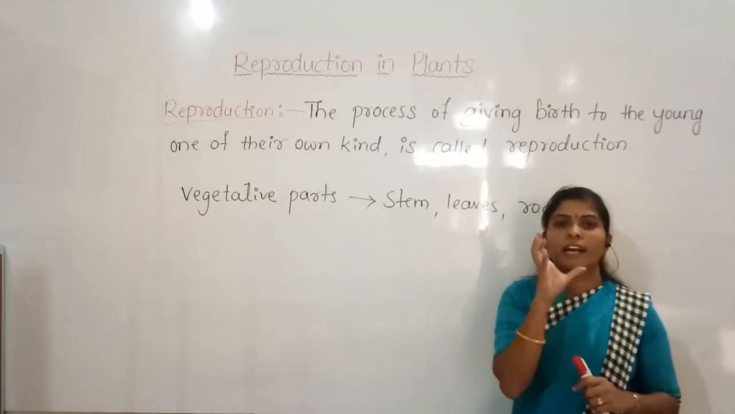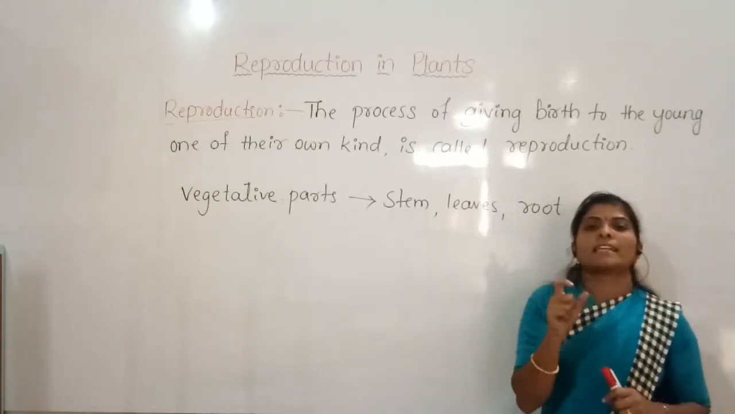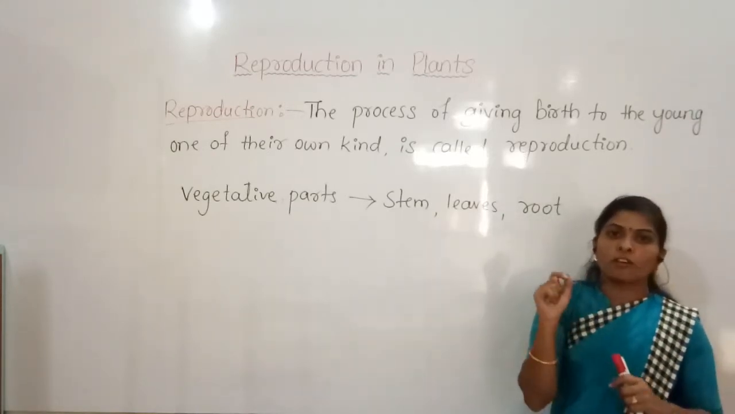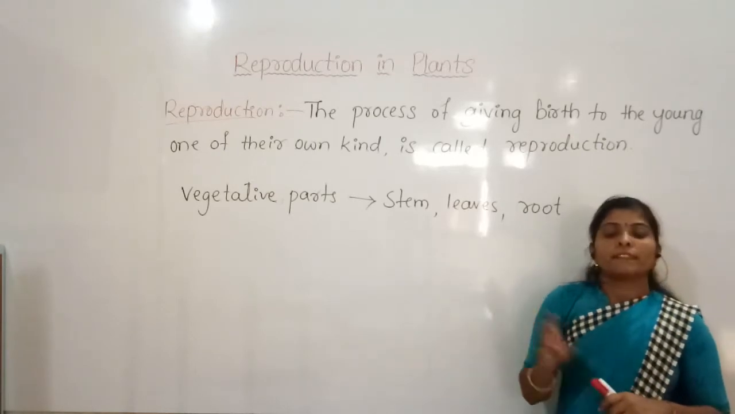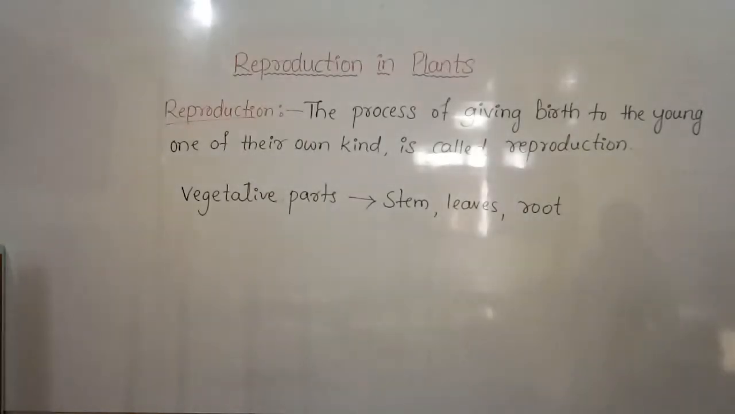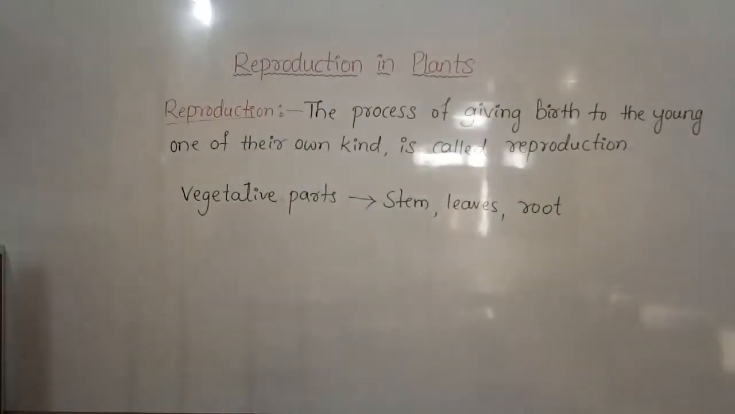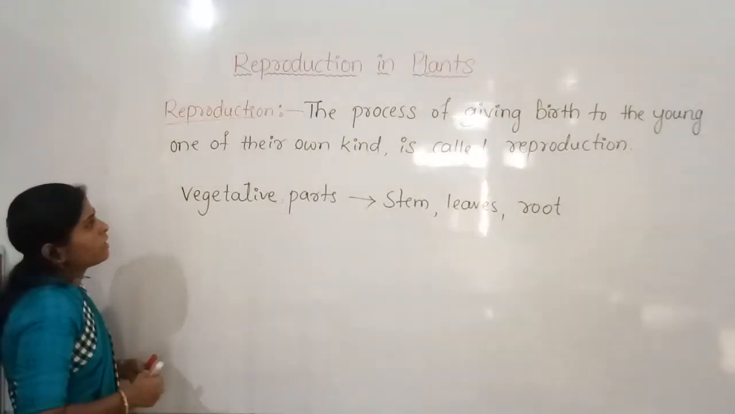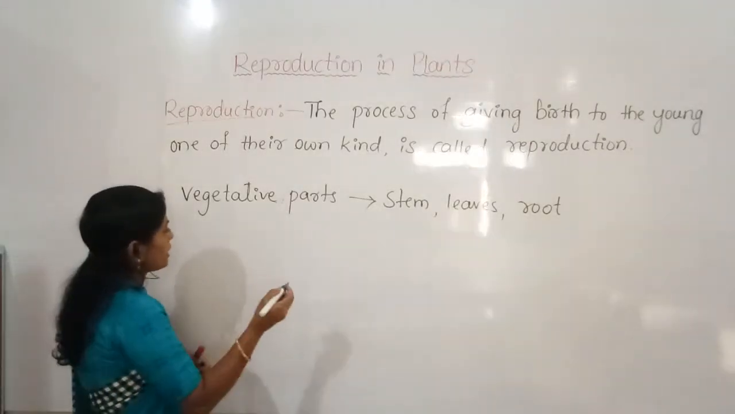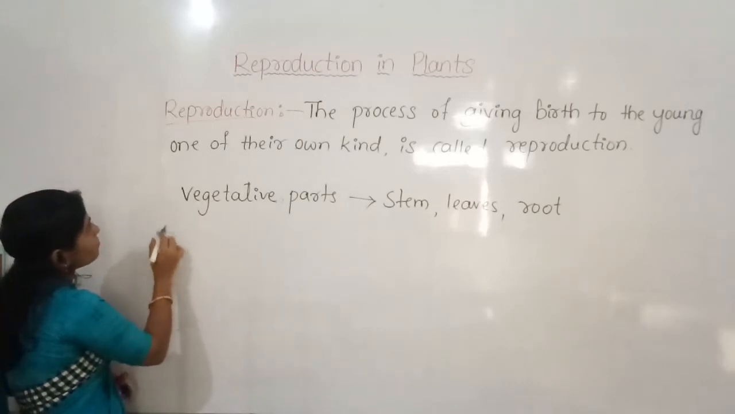The flowers are the attractive parts of the plant, and they are the reproductive part of the plant. Then we can divide the reproduction. There are several ways to reproduce in plants, and of those we can discuss two. One is sexual reproduction and another one is asexual reproduction. So in reproduction there are two types.